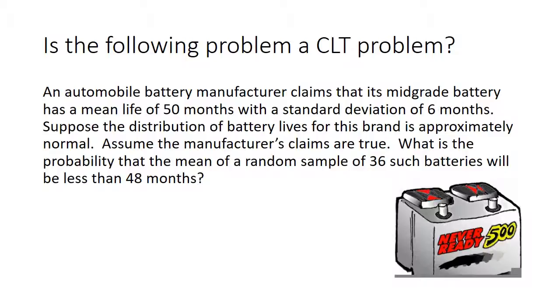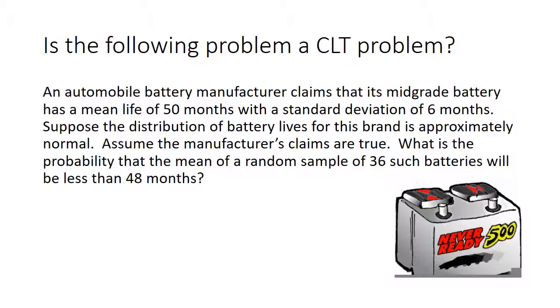All right, we've got 2 things we need to look for. The first one, are we dealing with the probability of a mean? Well, there it is, the question. What is the probability that the mean of a random sample, blah, blah, blah. All right, this could be a central limit theorem problem. The next thing we need to look for: either our original population is normal or we have a big enough sample. Ooh, suppose the distribution of battery lives is approximately normal. Yes, this is a central limit theorem problem.